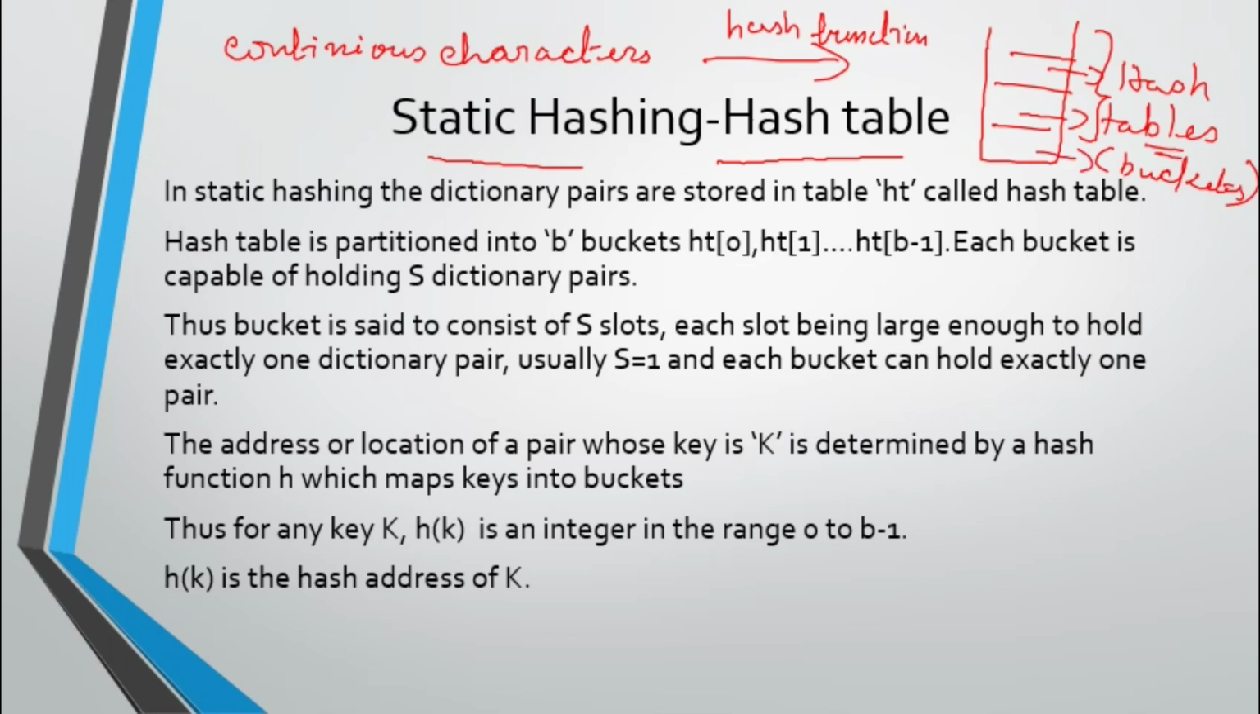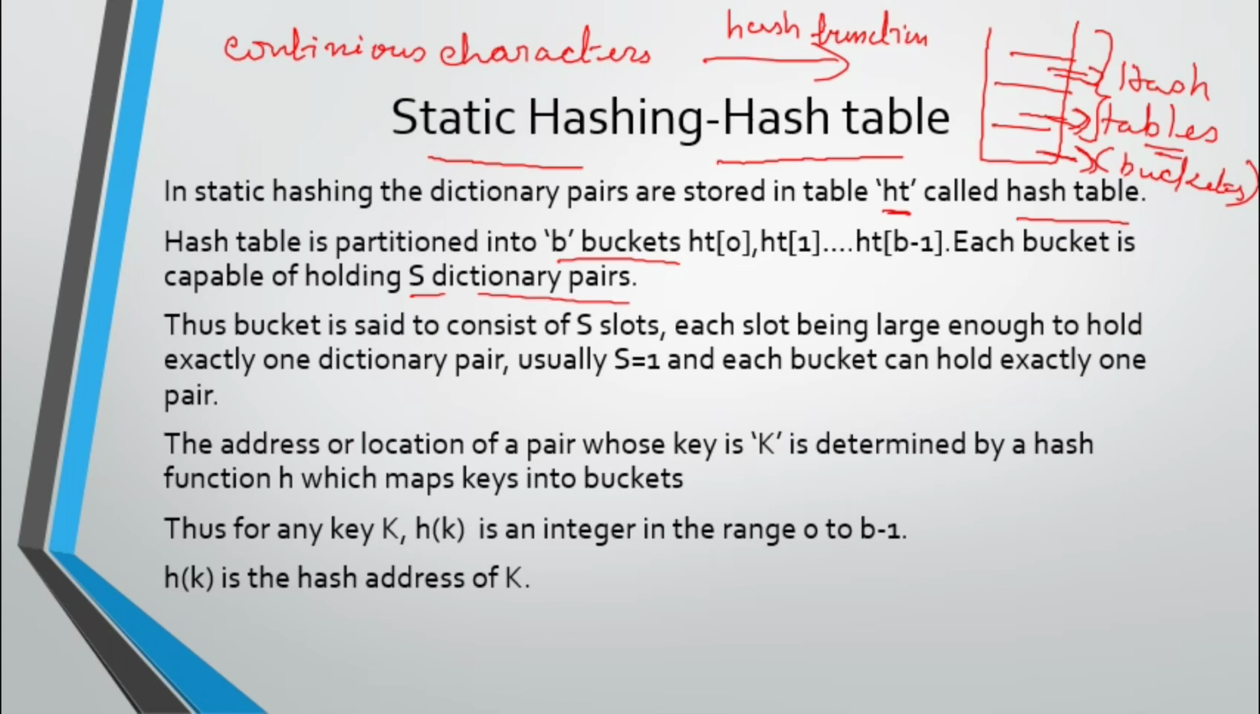So let us see what they have to say. In static hashing, the dictionary pairs are stored in a table HT. HT is an alias used for hash table. The hash table is partitioned into B buckets. So the hash table is the whole thing, the entire thing, as I've already shown you. The single space inside this table is called a bucket, and each bucket is capable of holding S dictionary pairs.